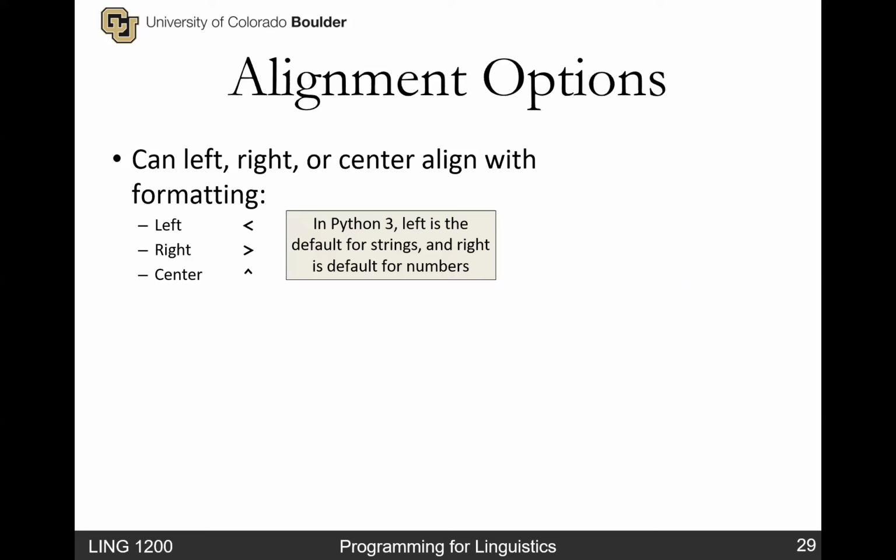And as we've seen in Python 3, which is the Python version that we're using, left alignment is default for strings and right alignment is default for numbers. So if you want to change the default, these are the symbols you would use.